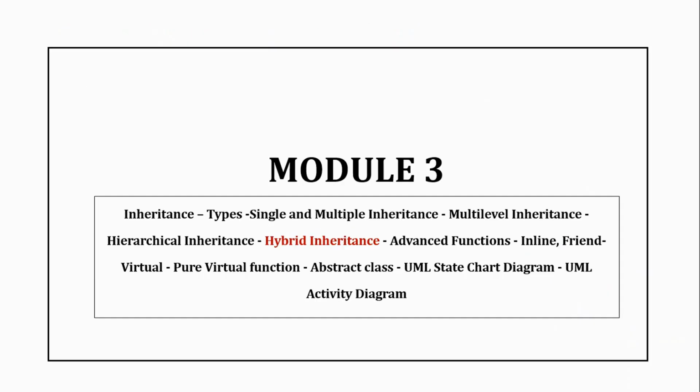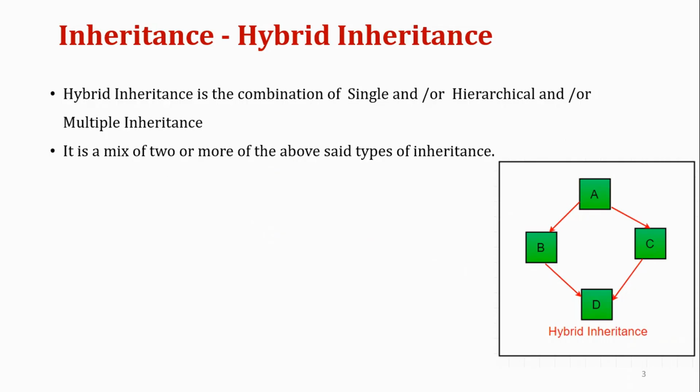in C++. Hybrid inheritance is the combination of any two of the inheritance types we discussed earlier: single, multiple, multi-level and hierarchical. A combination of any two of the above is making the hybrid inheritance. So the minimum is a mix of two or more of the above types.